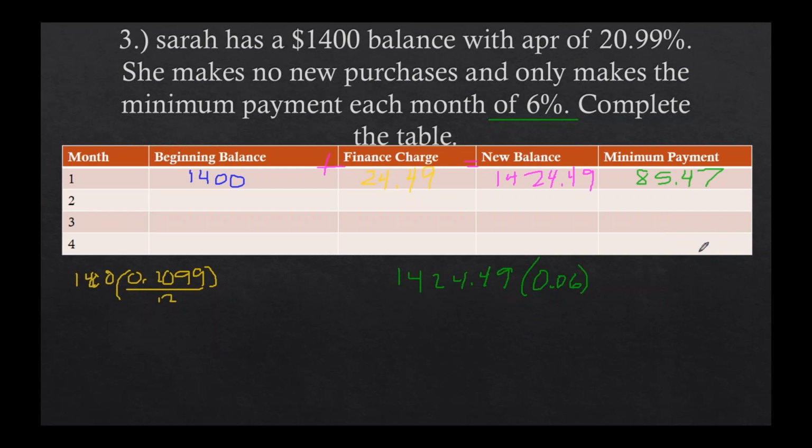Okay, anyway, back to the problem. So our balance at the end of the month was $1424.49. We paid $85.47. How much is going to be carried over then to month 2? $1339.02. Good.